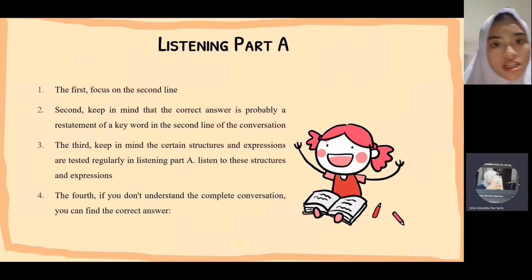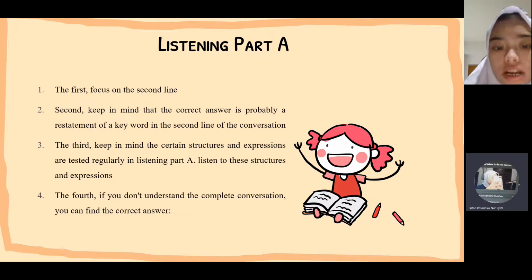For the first, listening part A. The first, focus on the second line. Second, keep in mind that the correct answer is probably a restatement of the keyword in the second line of the conversation. The third, keep in mind the certain structure and expression are tested regularly in listening part A. Listen to those structure and expression.